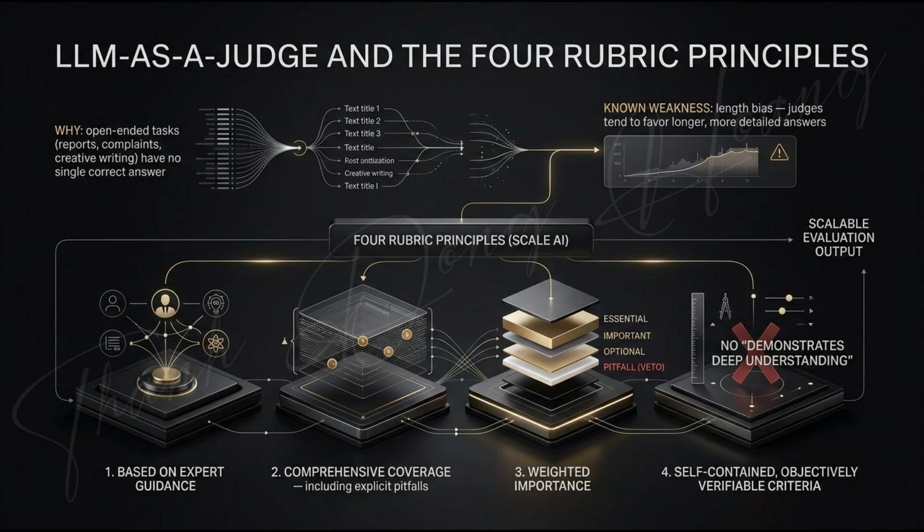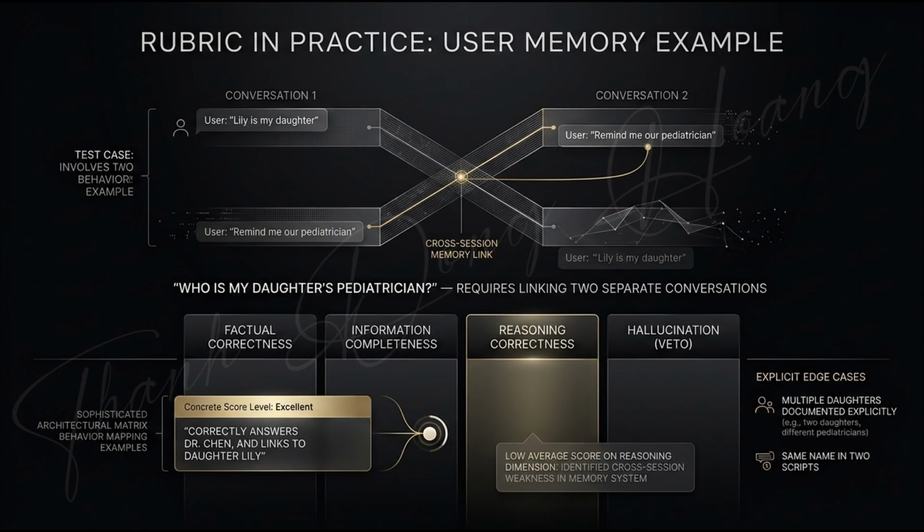Good scoring criteria follow 4 principles. They're grounded in real domain expertise, not generic writing quality. They cover the full picture, including common pitfalls and failure modes explicitly. They're weighted by importance, with certain items acting as automatic vetoes, and every scoring level is objectively verifiable. Never something vague like demonstrates deep understanding, but instead something checkable, like cites 2 authoritative sources and explains how they support the conclusion.